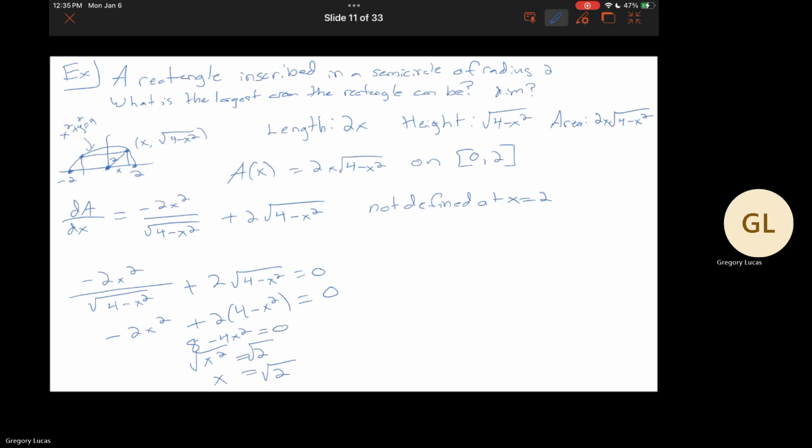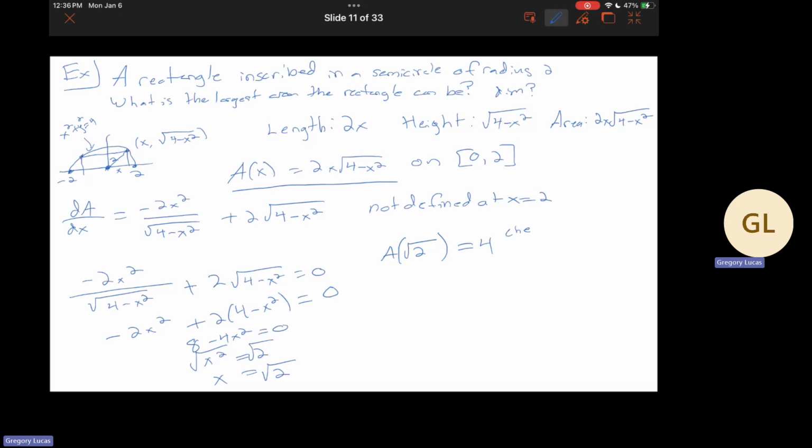So we want to find, since we have x now, we want to know what A of root 2 is. So if I plug in root 2 to my area function, so let's go ahead and plug that back in, and we'd get 4. Another way to think about it is if I plug in root 2 for the x part, I'm going to have root 2 times root 2, which is 2. And then I'm left with 2 times 2, which gives me 4.